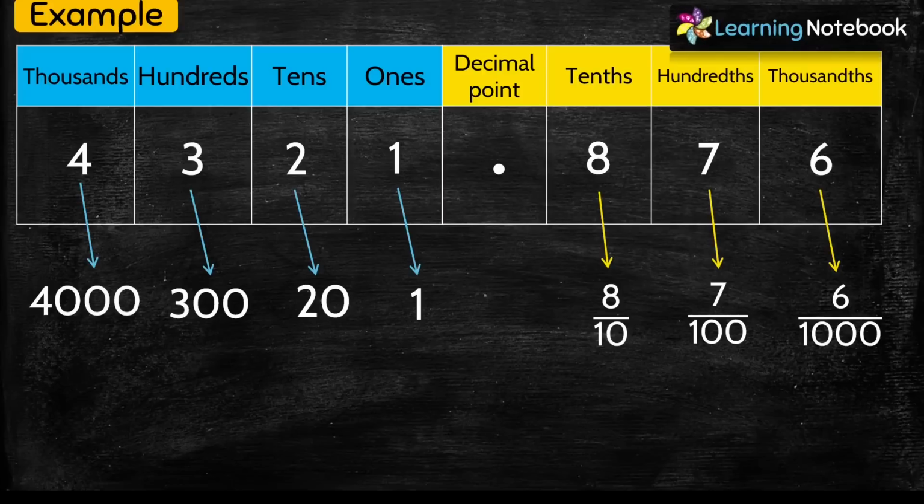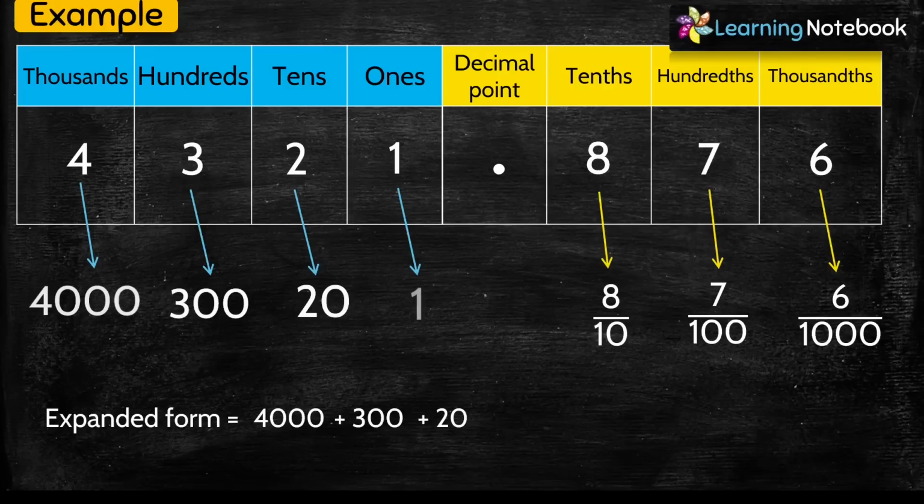Now students, we know the expanded form of a number is the sum of the place values of all of its digits. So let's write the expanded form of this decimal number. 4000 plus 300 plus 20 plus 1 plus 8 by 10 plus 7 by 100 plus 6 by 1000. So this is how we write the expanded form of a decimal number.